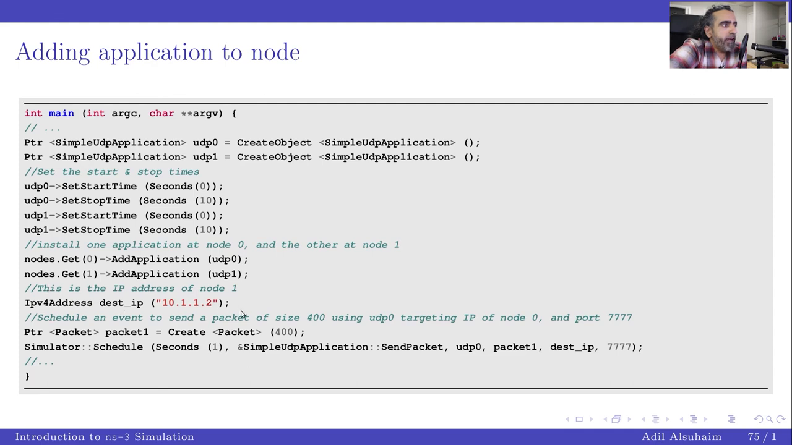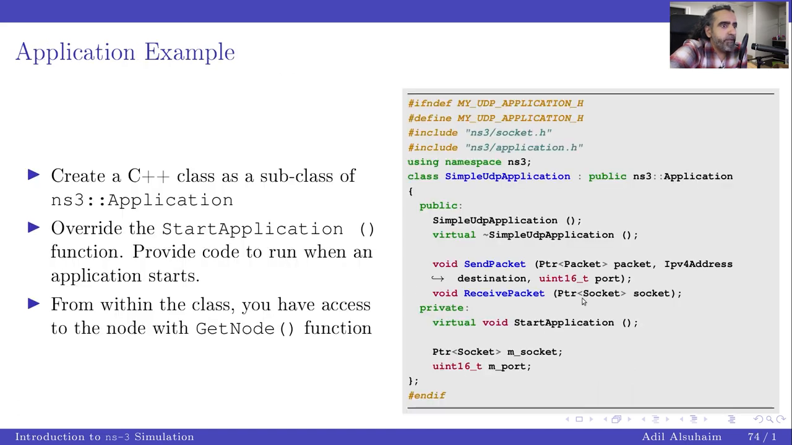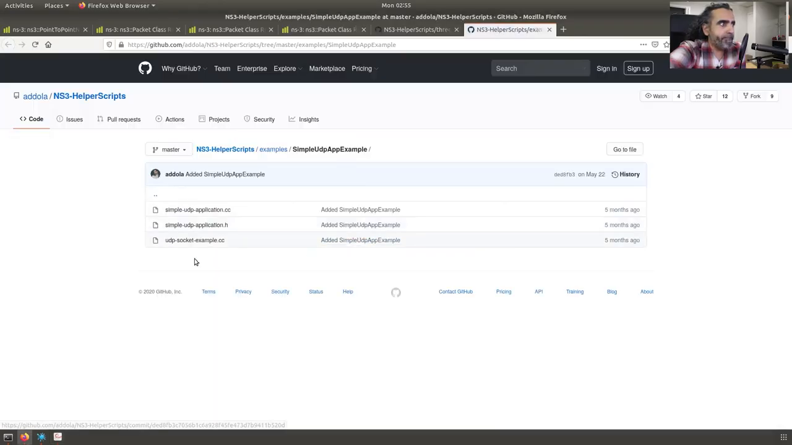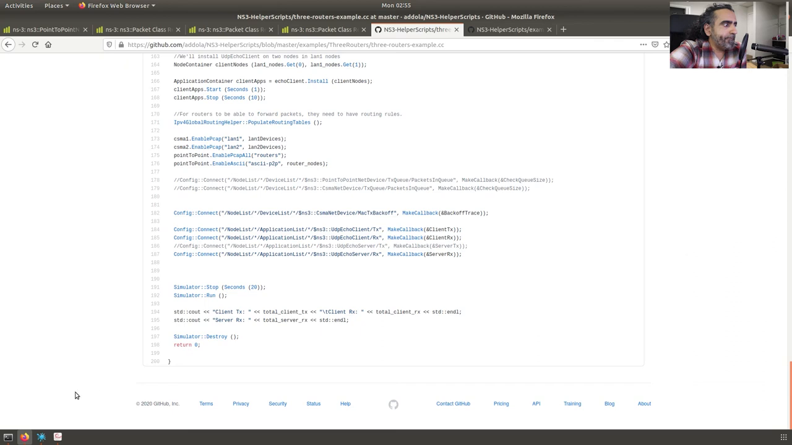And then here's a destination IP, create a packet, and then schedule a call to this function using the object to that application, the packet, the destination, and the port. Because this send takes a packet, destination address, and the port number. The code can be found here if you need it. I have simple UDP application, UDP socket application.